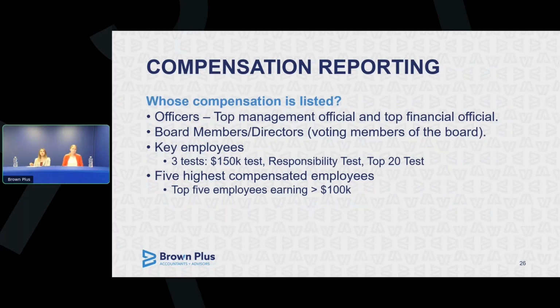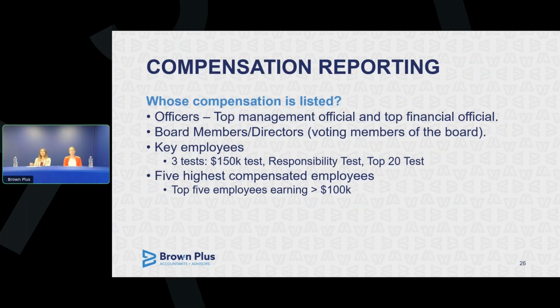Voting members of the board should be listed with any compensation they receive. The next category is key employees, and there are 3 tests to determine who is a key employee. They're going to look at your wages threshold, which is $150,000. There's a responsibilities test, and then there's a top 20 test. So if you have anyone over that threshold, you'll want to look at those 2 other areas to see if they would be considered a key employee for reporting.